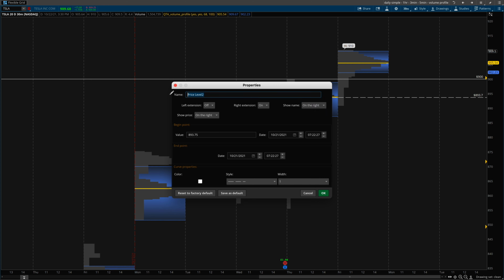Now let's jump into an even smaller time frame right here, which would be the 5-minute. These zones that you see on the chart, so everything that you see on the chart except for the 900 level and the point of control which we drew in, is actually generated from the Quant Trading App algorithm.